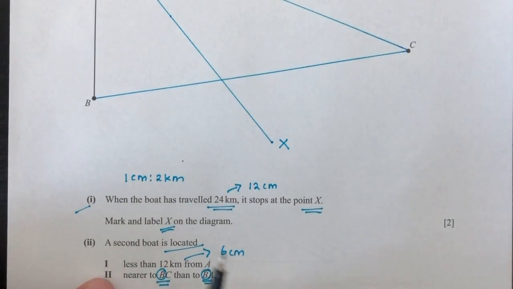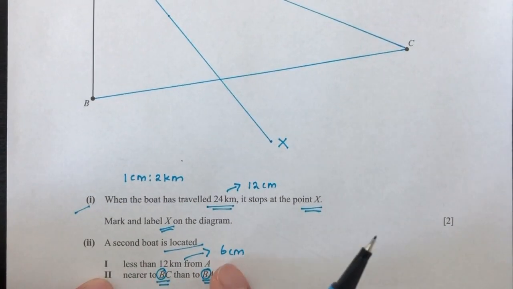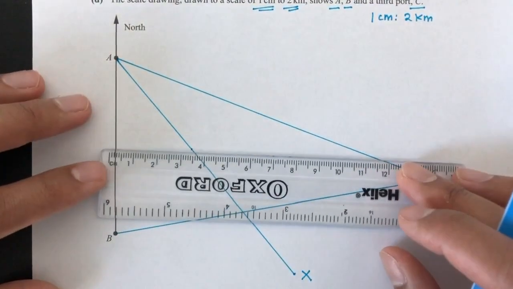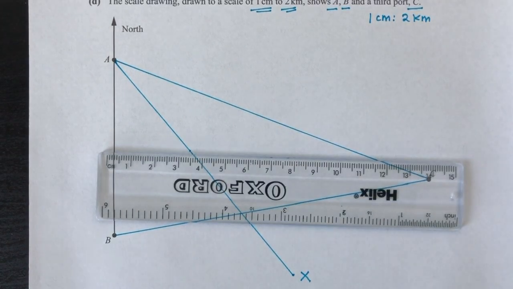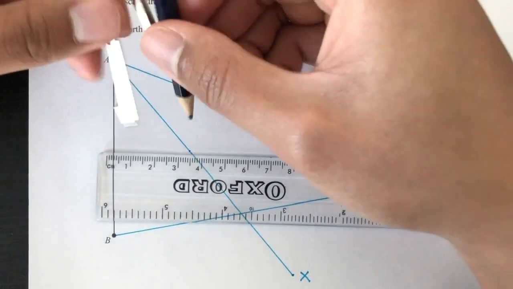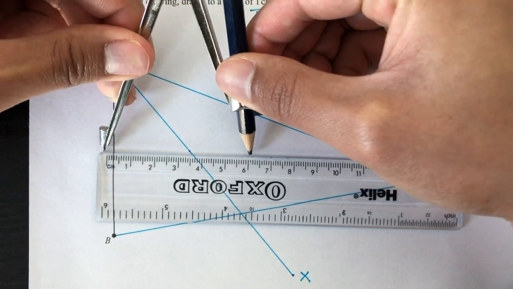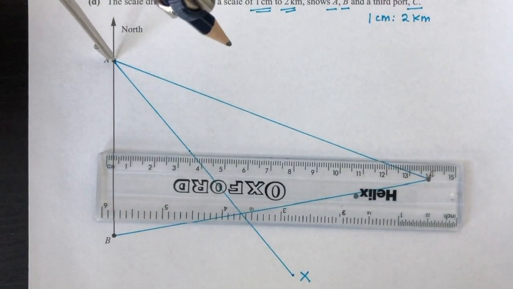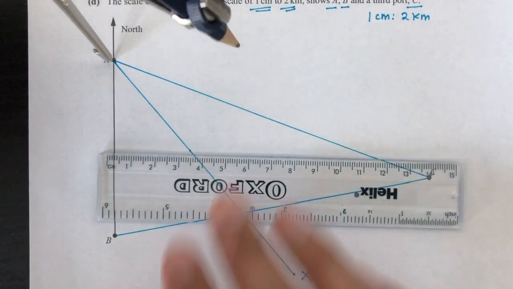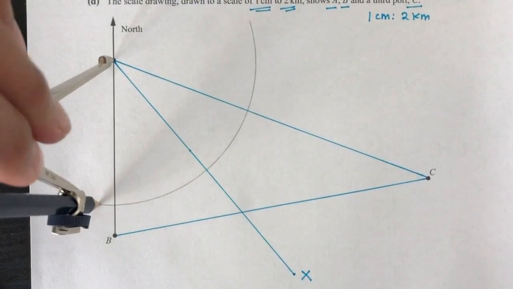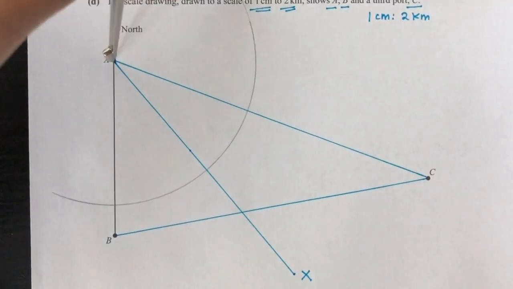Now the first condition is it is less than 12 km from A, which is 6 centimeters according to the scale from A. So let's do that. We just have to measure the distance of 6 and draw an arc of the circle inside the region. 6 will be about this point. So you go to your point A and draw 6 about here. Should be fine. That's the first condition.